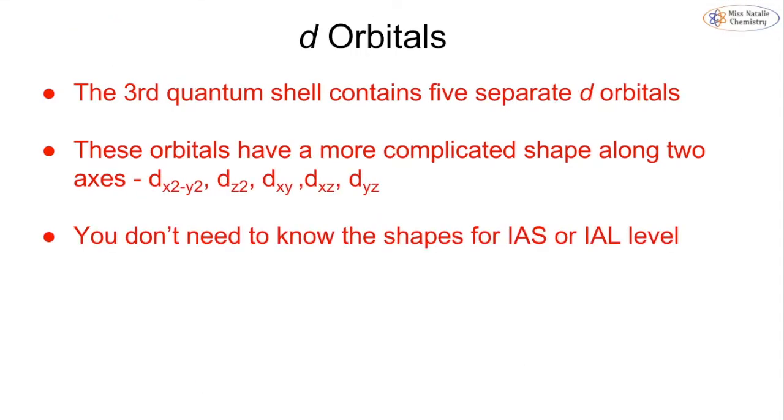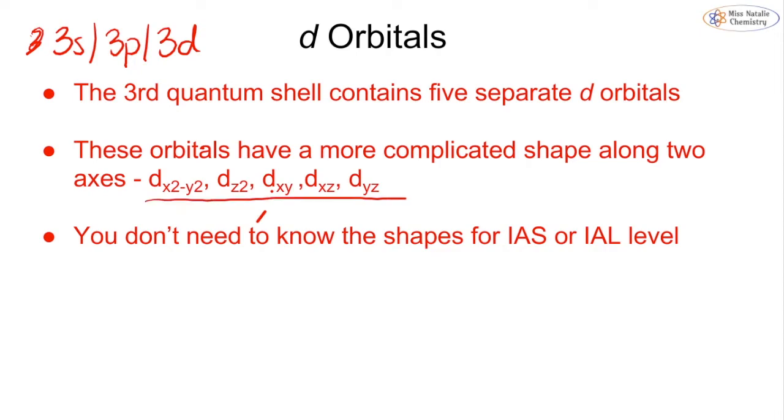Now, when we move into the third quantum shell, we've got a 3s subshell, a 3p subshell, and a 3d subshell. So the 3s and the 3p will be the same shapes that we've already met, just slightly larger, but the 3d now consists of 5 separate d orbitals. And these have slightly more complicated shapes. And we give them these names. So dx squared minus y squared, dz squared, dxy, dxz, and dyz.